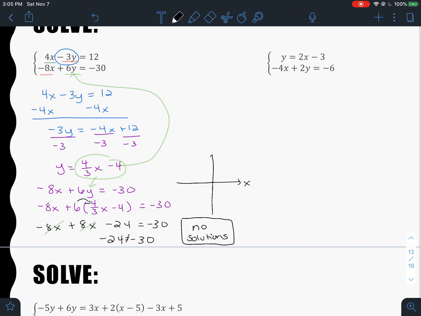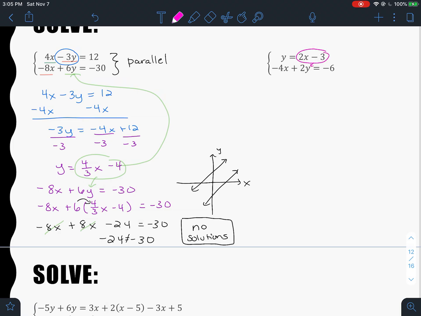Do you remember from last class what types of lines would have no solutions? What lines would never intersect? Parallel lines. So that means that at the start of this problem, these two lines are going to be parallel. They're never going to intersect, so they would have no solutions. So if I went to graph them, they would have the same slope. But again, I went through, my x's canceled out, and I was left with a statement that wasn't true. Negative 24 is not equal to negative 30, so there's no solutions.